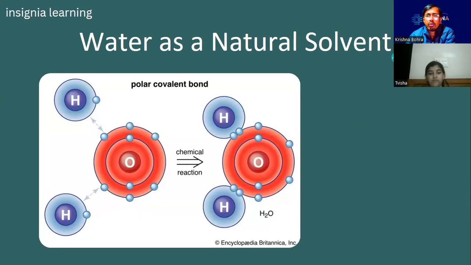Now let's understand why water is called a universal solvent. For that, let's understand some basic, we can say higher, chemistry. You will be introduced to electronic configuration in your 8th or 9th class. So what is electronic configuration? It is a small thing. Let's try to understand this electronic configuration.